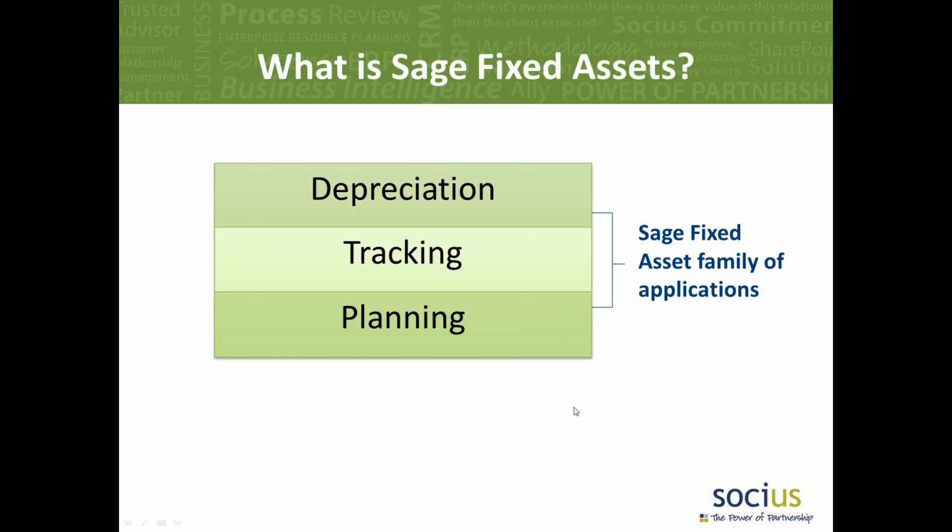So what is SAGE fixed assets? A lot of people don't know that SAGE fixed assets is actually a family of applications, of which the SAGE asset accounting, called SAGE fixed asset depreciation, is the primary component. But there's also SAGE fixed asset tracking, which would be useful for those that want to manage not only what assets they own or are tracking, but what's the disposition of the assets.